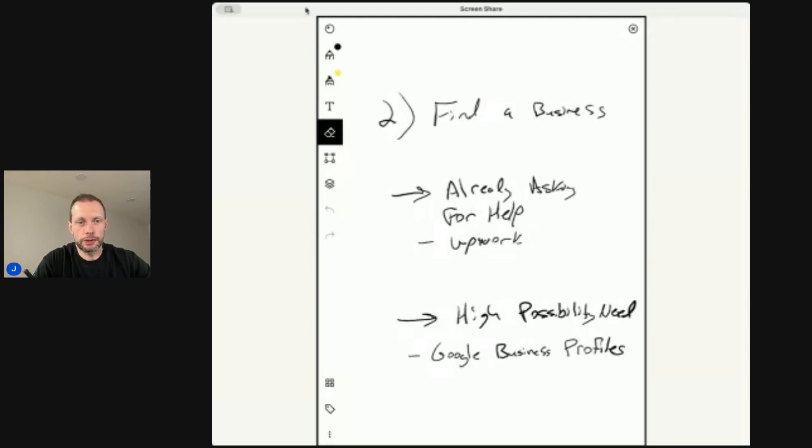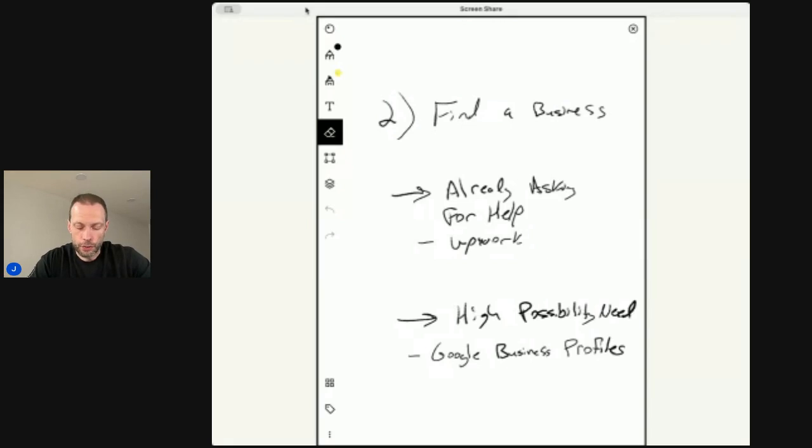I can start, and probably should start, with the people already asking for help. Literally, these people have said, hey, I need help with this thing here. Here is money. Can someone take this money and do the thing for me? They're already asking. I don't have to guess if they have money. I don't have to guess if they have a need. They're already telling me the need.